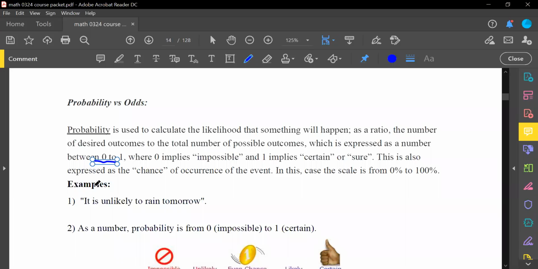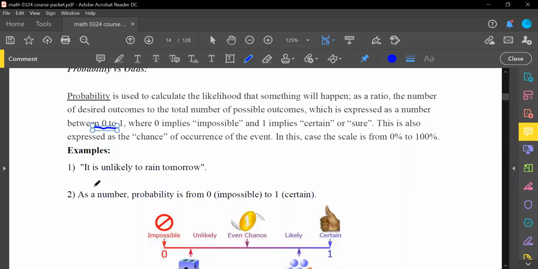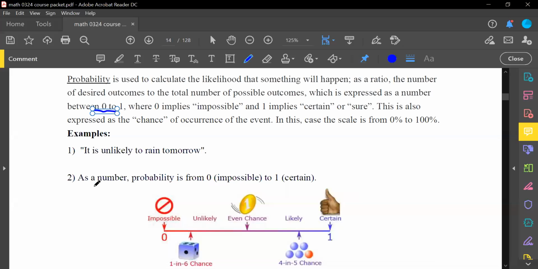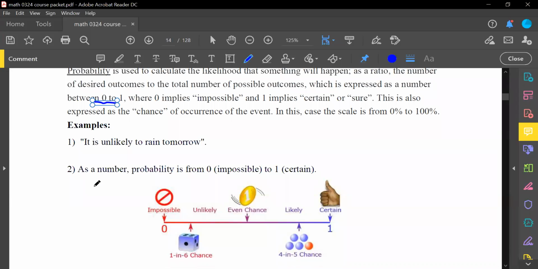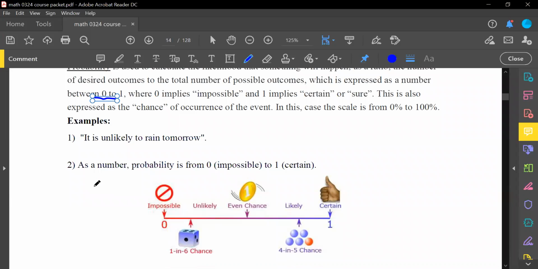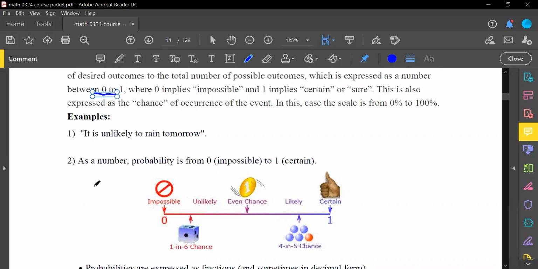All right, and it looks like she's talking about how it's unlikely to rain tomorrow, so that would be on the lower end of the spectrum, closer to 0 than 1. Anyways, as a number, probability is from 0 to 1. 1 is something that is going to happen, and 0 is something that can't happen.